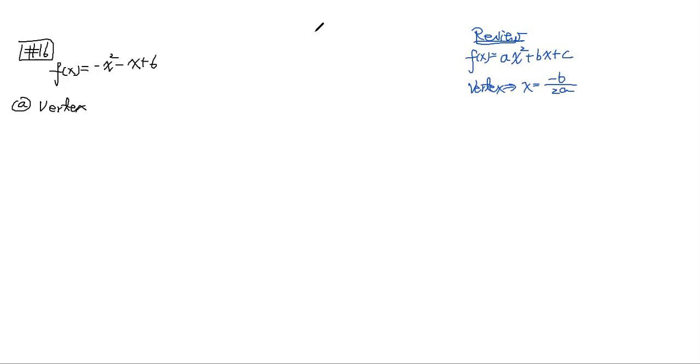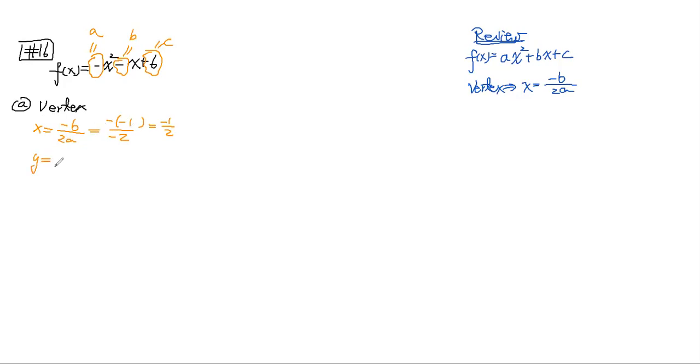So this is my quadratic. This is -1, this is my a, this is -1, this is my b, and this is 6, this is my c. So the vertex here, the x value is equal to negative b over 2a. 2a is -2, minus b, minus -1, so this is -1/2.